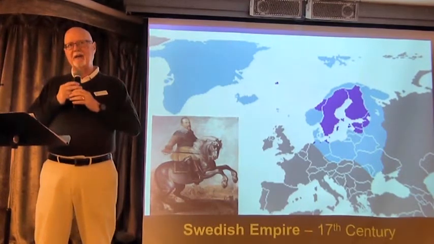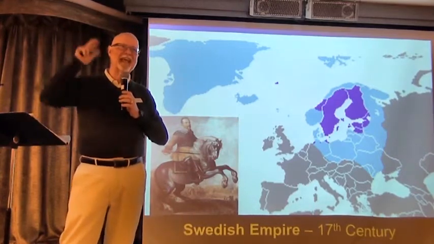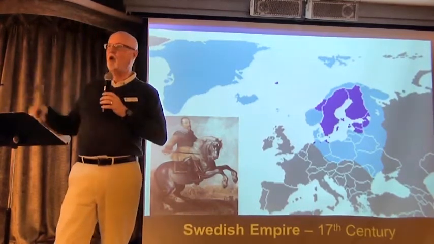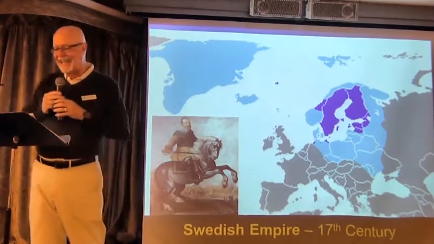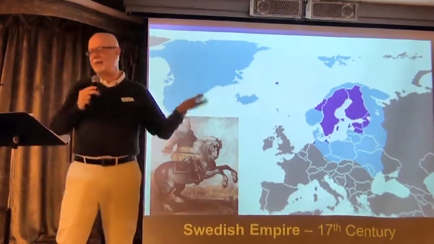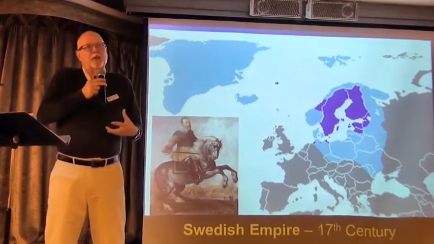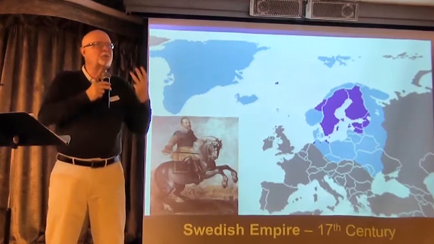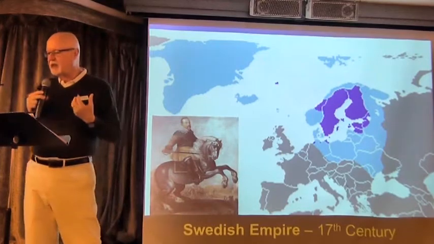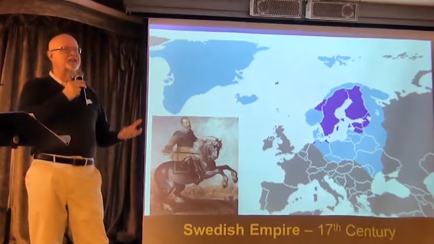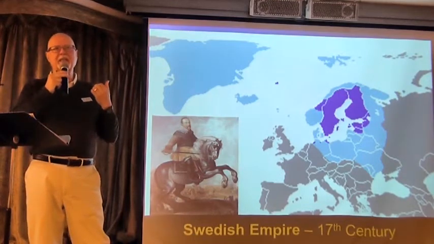He ended up, over a period of time, not only marching down into northern Germany and defeating the Catholic armies and becoming the hero of the whole Protestant Reformation in many ways, but he also fought against Denmark, Russia, and Poland, and ended up making Sweden the most powerful country in Europe. This was the period of time which is called the Stormaktstiden. Stormaktstiden means the golden era, or the era of power for Sweden.